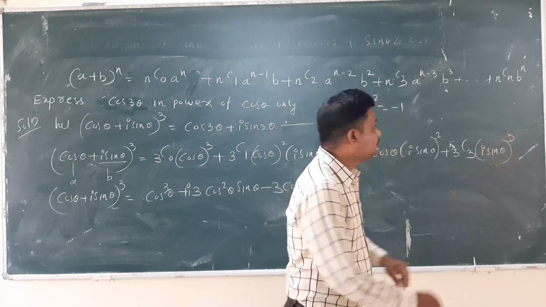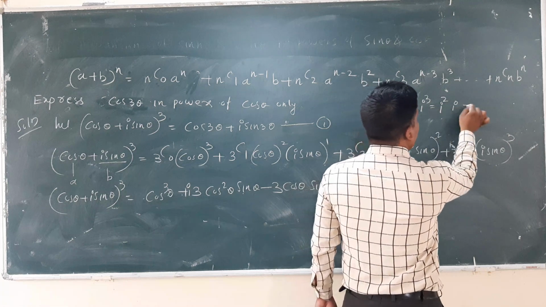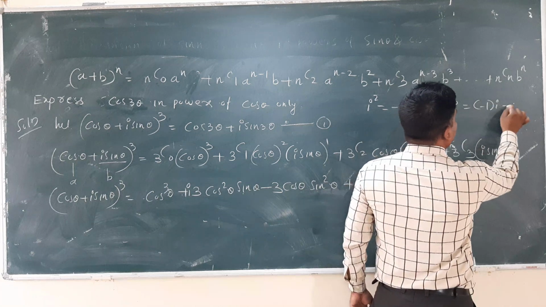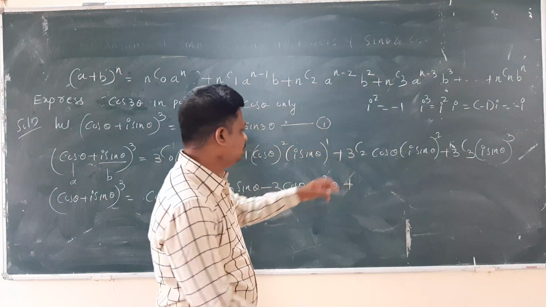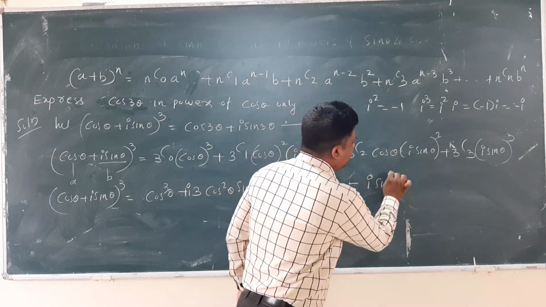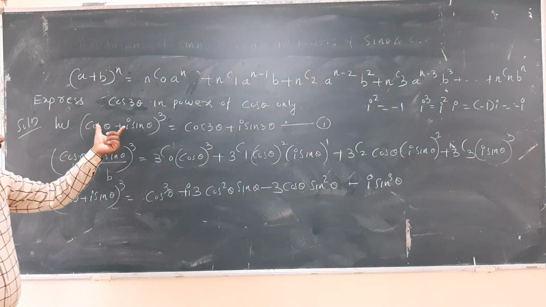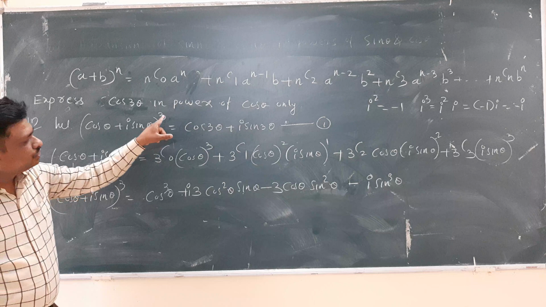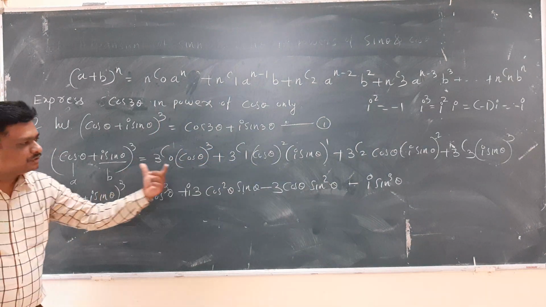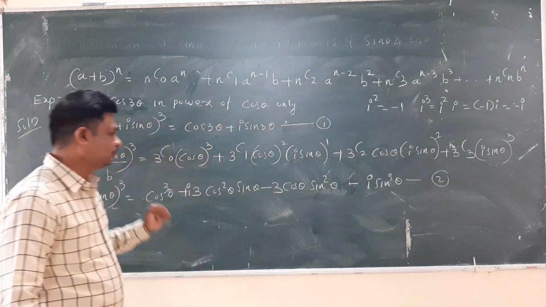So i cube. As I have already told, you have to write i cube as i square into i. The i square value is minus 1. Minus 1 into i. So this is what? Plus into minus becomes minus i sin cube theta. So here I have written (cos theta plus i sin theta) raised to 3 by using de Moivre's theorem, and I have expanded the same function by using the binomial theorem. I will take this one as equation number 2.